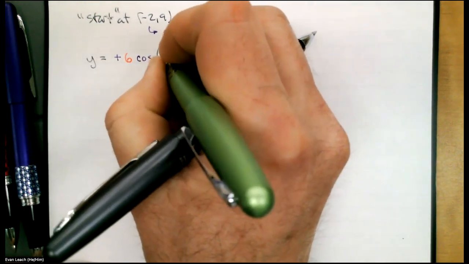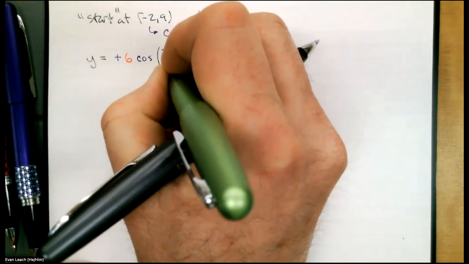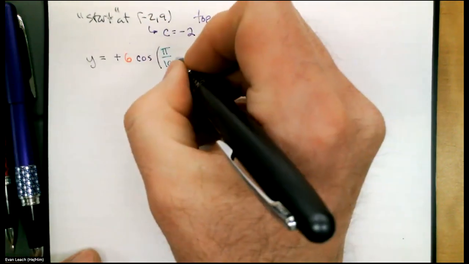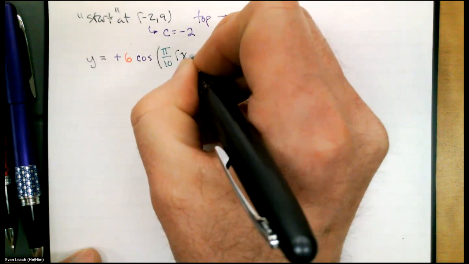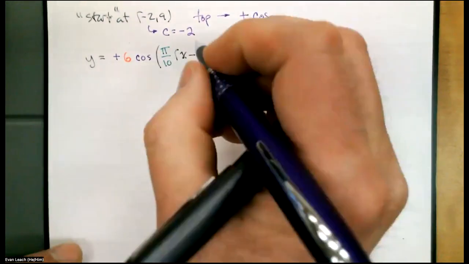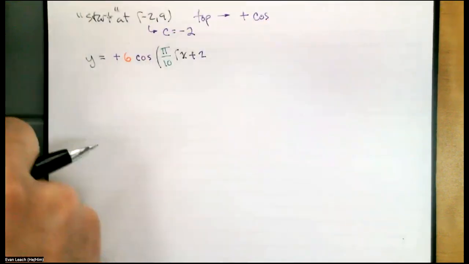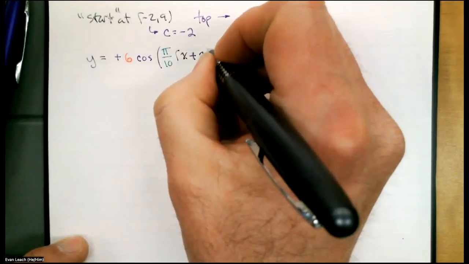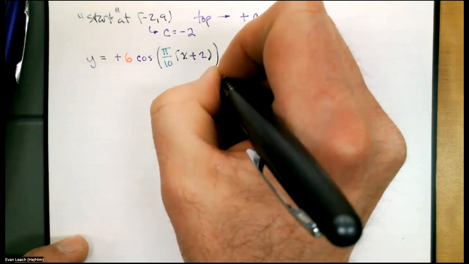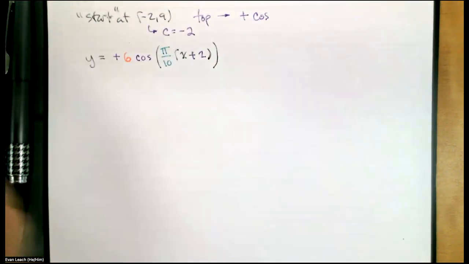Our coefficient of x, which isn't the period but told us the period, is pi over 10, times x minus a negative 2. So it's going to be x plus 2. Close the horizontal shift, close the trig function, and write your middle, plus d.